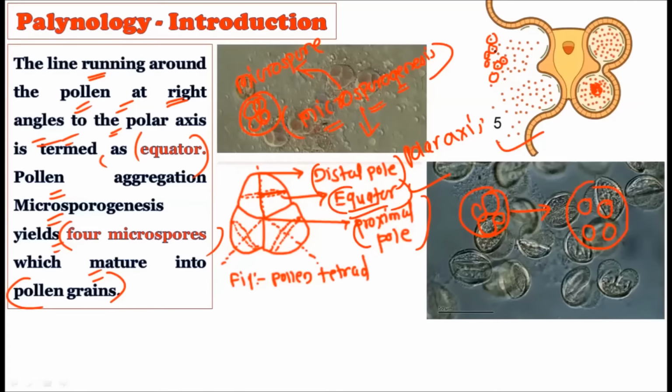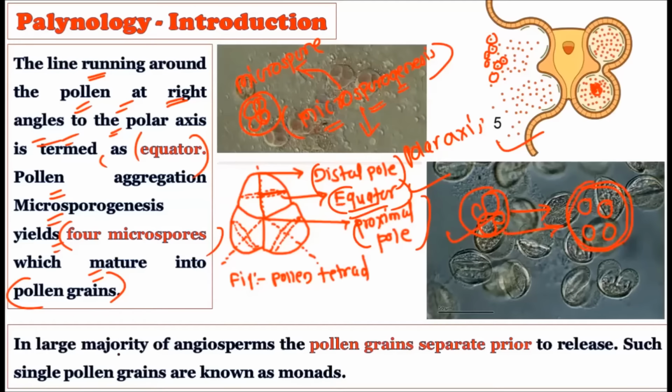So during microsporogenesis, when the microspores are getting formed, they earlier form the tetrad, and when maturity comes, four microspores are formed. That is, four pollen grains mature from each tetrad, and they will be liberated to be transferred to the respective female flower. In the large majority of angiosperms, the pollen grains separate prior to release. Such single pollen grains are known as monads, a very important term.